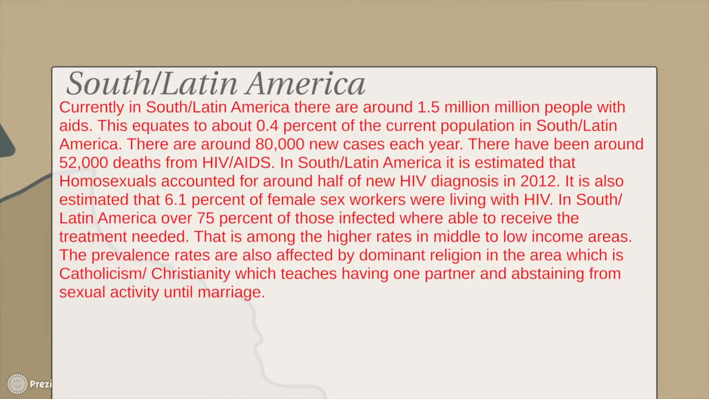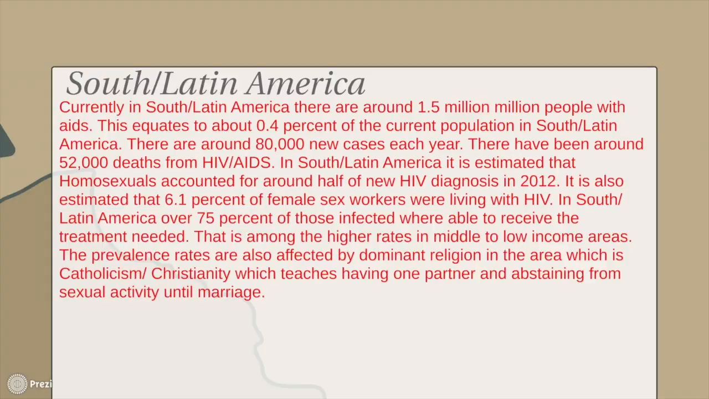Currently, in South and Latin America, there are around 1.5 million people with AIDS. This equates to about 0.4% of the current population in South and Latin America. There are around 80,000 new cases each year, and about 52,000 deaths from HIV and AIDS.